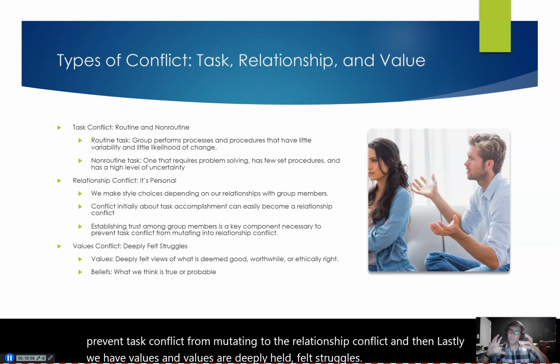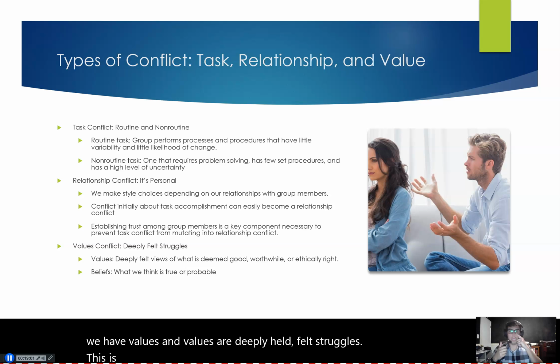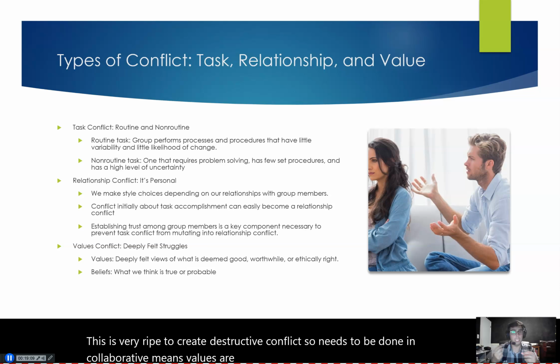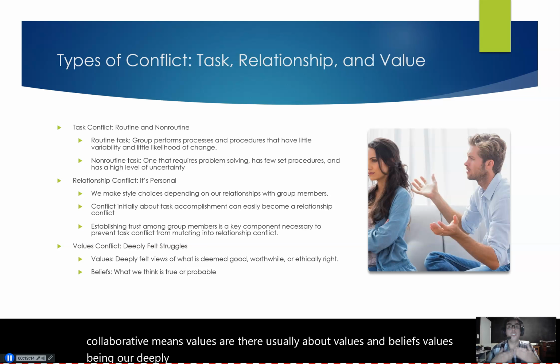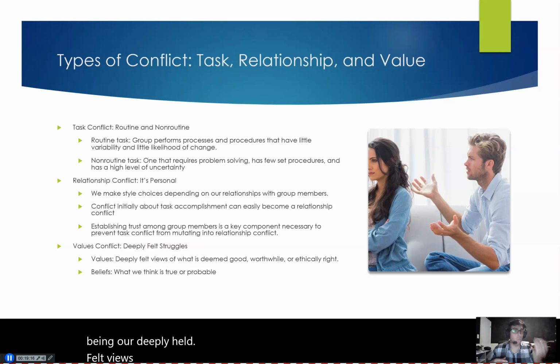So this is very ripe to create destructive conflict, so needs to be done in collaborative means. They're usually about values and beliefs. Values being our deeply held, felt views on what is deemed good, worthwhile, or ethically right, whereas beliefs are what is true or probable.